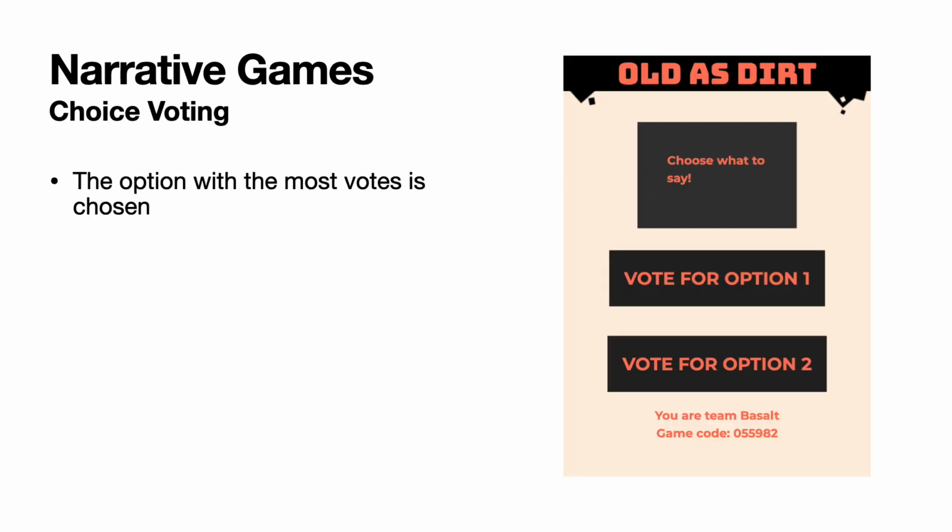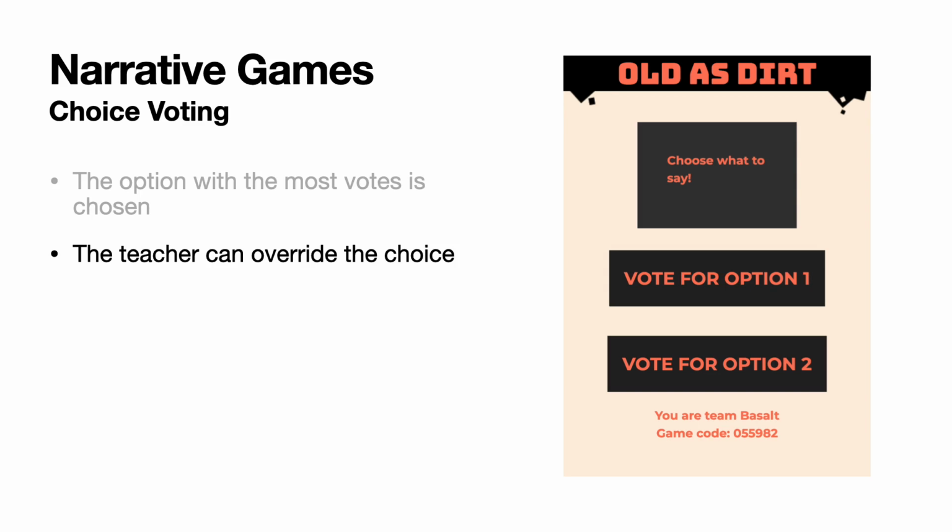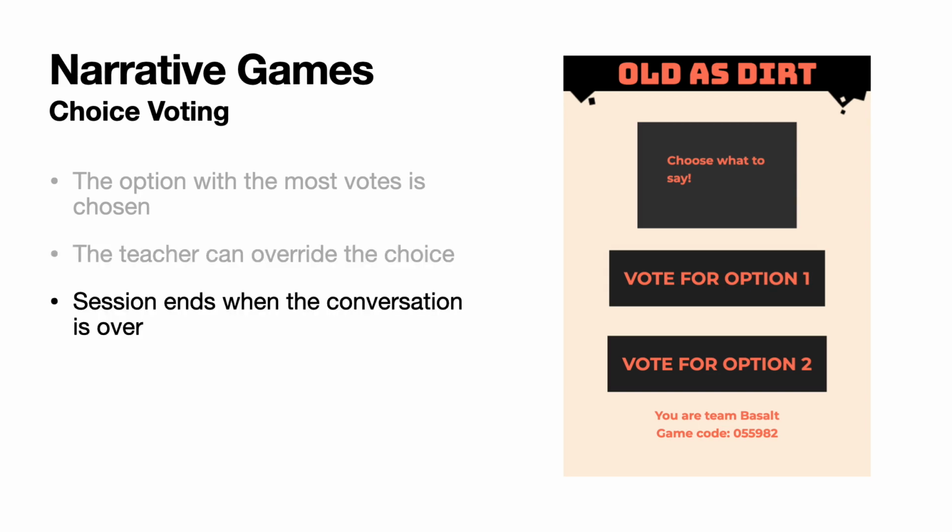For each branch, the option which receives the most votes from student teams will be chosen, and the conversation will continue. At any point, the teacher can override this choice. Once the conversation concludes, the session will end. Each game is about a different topic.